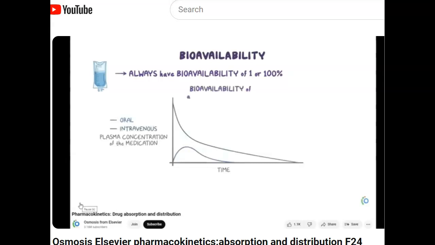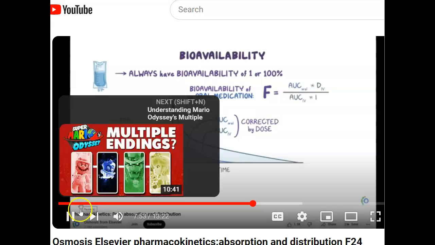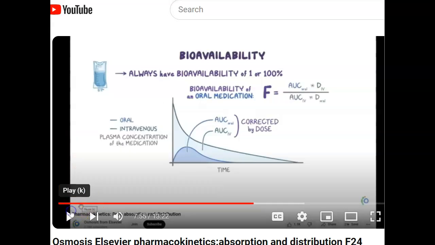Thus, bioavailability of an oral medication can be estimated by dividing the area under curve, or AUC for short, of the oral form by the AUC of the intravenous form. And both AUCs need to be corrected by the dose of medication, or D for short, administered orally and intravenously. So the bioavailability F of a medication is AUC oral times D intravenous over AUC intravenous times D oral.